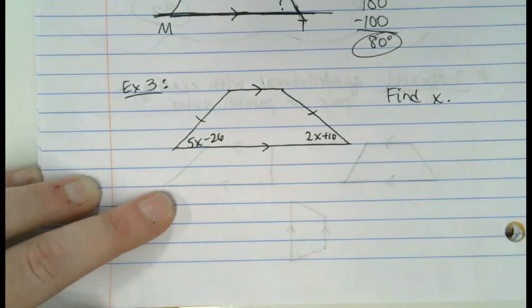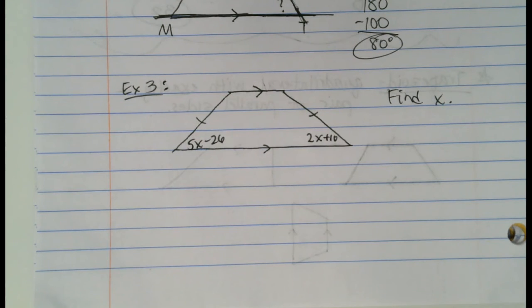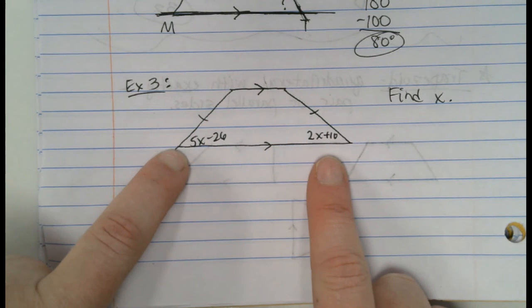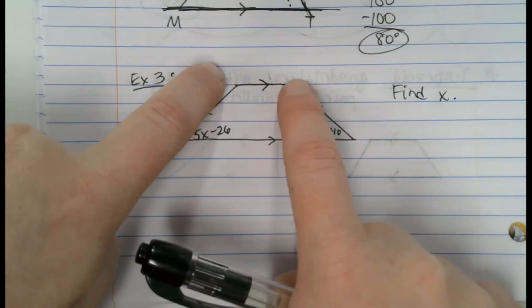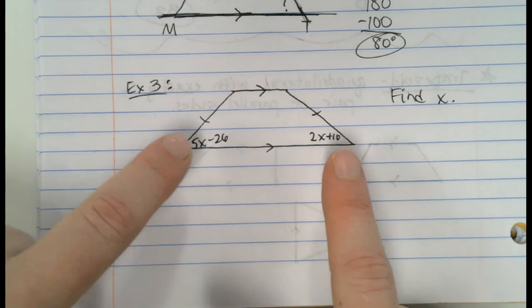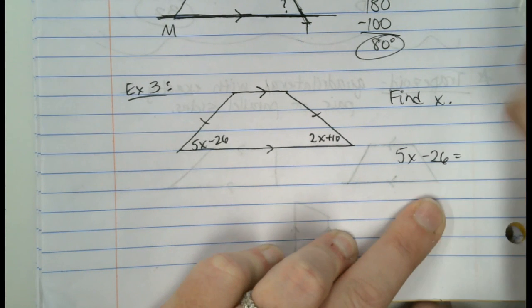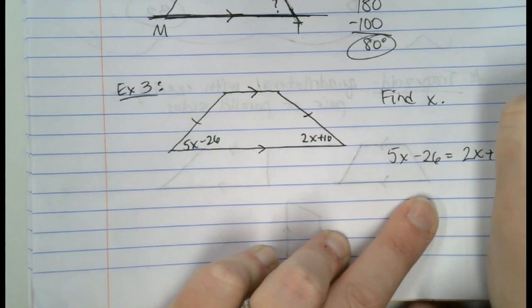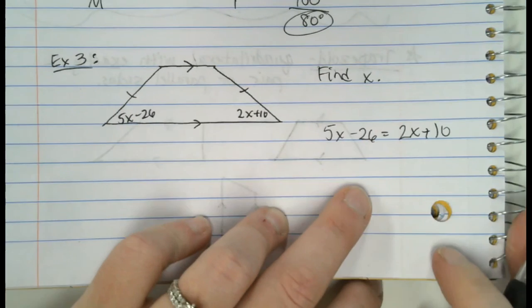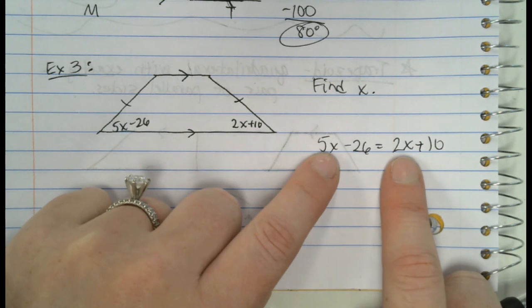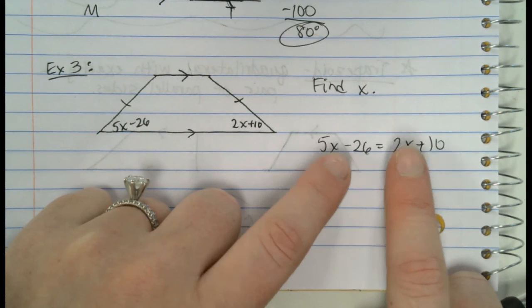Now this is generally pretty easy. Are these two angles equal? Right, they are. The bottom two are equal, the top two are equal. So if I want to find x, these are equal. 5x minus 26 equals 2x plus 10. This is the kind of equation that we were solving yesterday. Help me out. What do we want to do with these two things? We want to get them together on the same side.